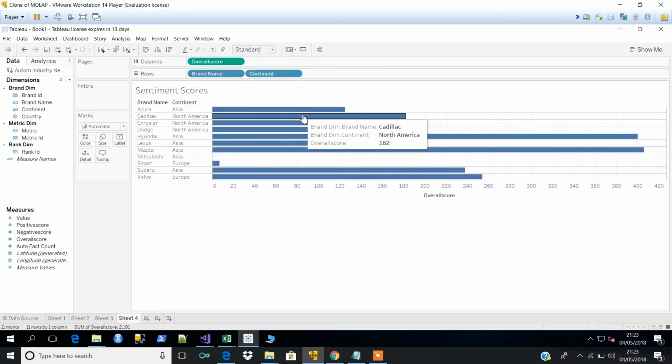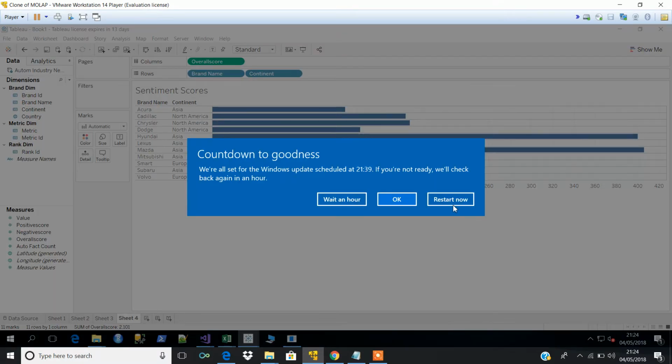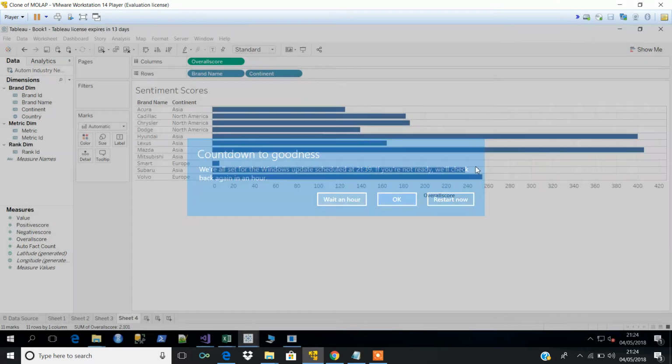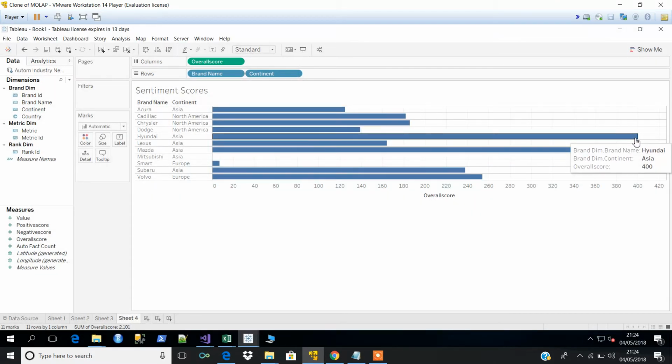Then in terms of sentiments here, we can see the data distribution. From here we can see Hyundai was the second highest in terms of overall sentiment scores, followed by Mazda, which was the first, 406. Then Volvo was number 3 with 260. Then Smart had the lowest.